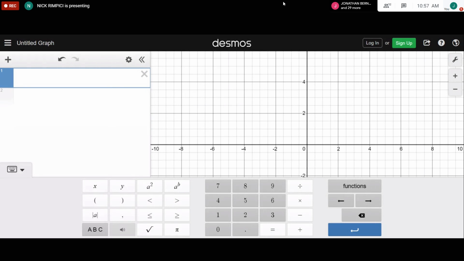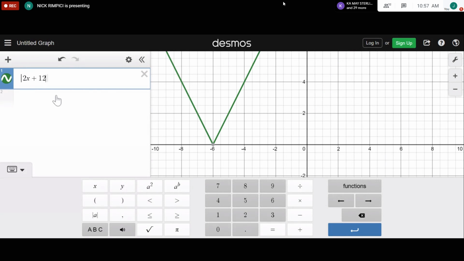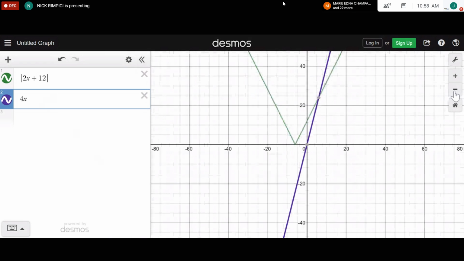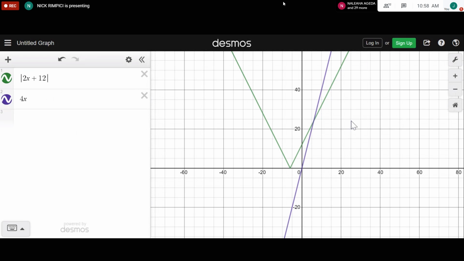So I got 2x plus 12 in the absolute value symbol. And the other side of the equation was 4x. So there's 4x. Now, you look at it like, oh, I don't see anything crossing. Well, you have to zoom out, okay? Because it's too zoomed in. So just zoom out, okay? And you can see that they're only going to intersect once, right? The purple line and the green line, they're pulling away from each other, so they're not going to touch again. So the only intersection point is 6.